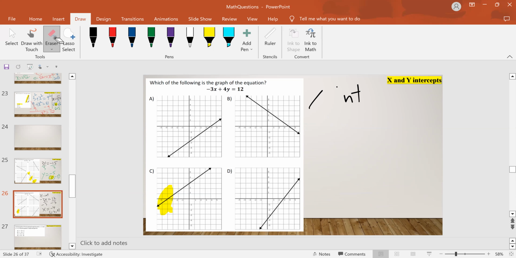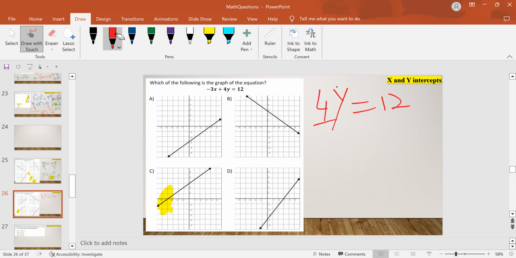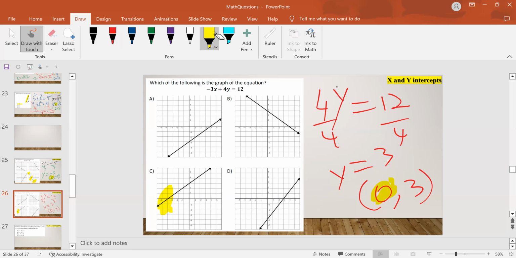The y-intercept is where the graph crosses the y-axis, the point where the line passes through the y-axis. So here for the y-intercept, x will be 0. So we're going to have 4y is equal to 12, divided by 4 on both sides. y is equal to 3. And I have (0, 3). Remember, the y-intercept always has a 0 for the x part.